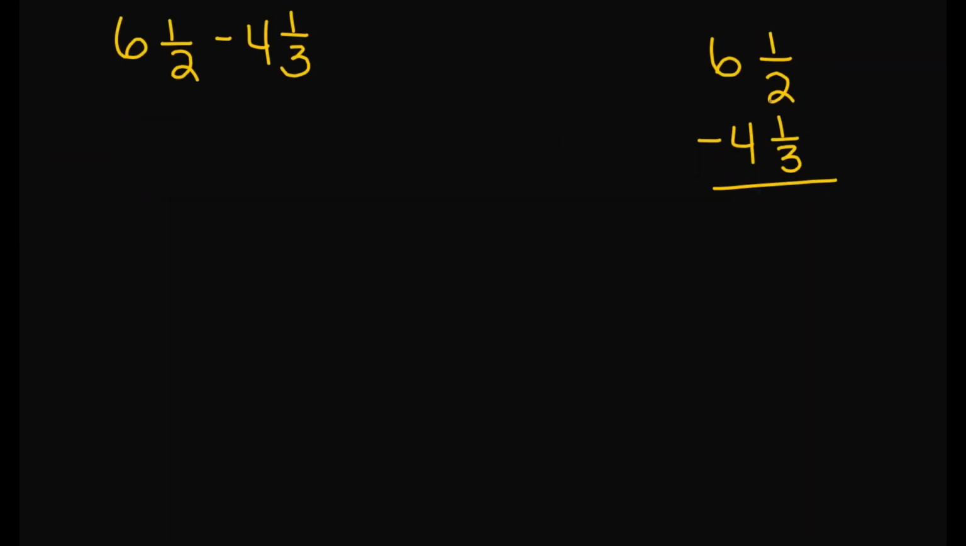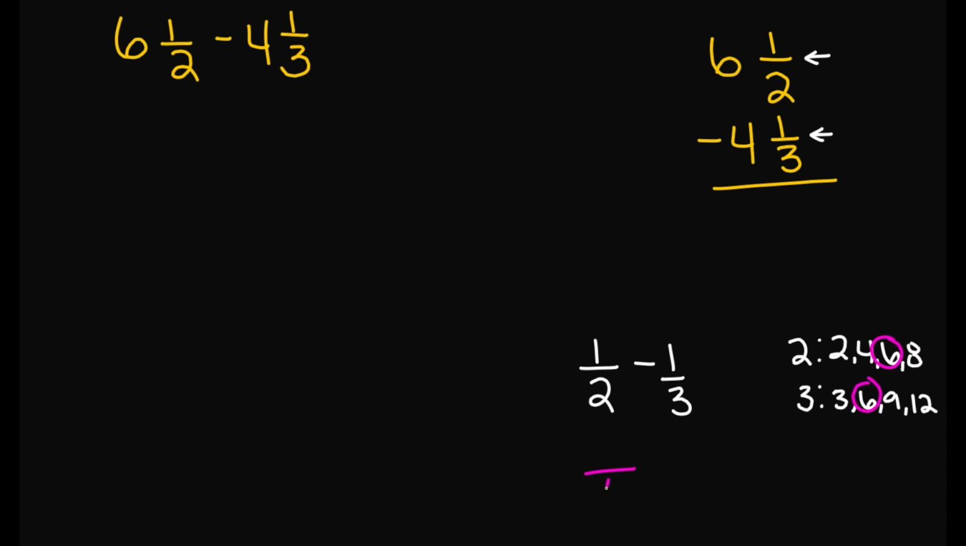Let's look at this example here, 6 and 1/2 minus 4 and 1/3. So we have 1 over 2 minus 1 over 3. My denominators are not the same, so I do need to find a common denominator. So 1 over 2 minus 1 over 3. List the multiples for my 2 and my 3. The least common multiple between the two is going to be the number 6. So that means I need to get 6 in my denominator so that we can subtract.